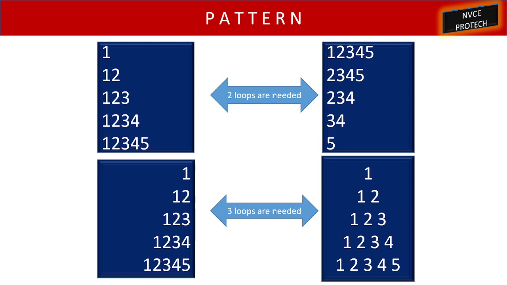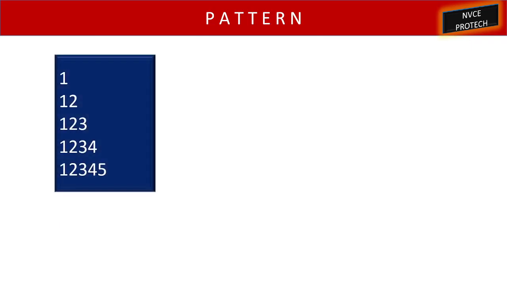So we can draw a conclusion. Left aligned patterns are made with two loops. Right aligned patterns are made with three loops. Here you can see a very simple pattern, but you must remember this pattern is the base of all patterns.